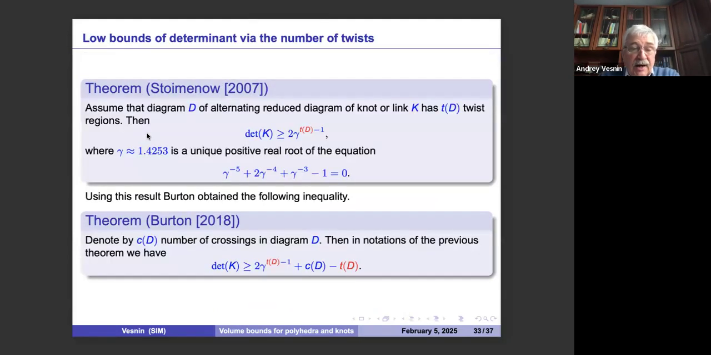And what is the idea? How did Burton, for example, prove his result? You're interested in a lower bound for the determinant and an upper bound for the volume. Burton used the following idea of Stoimenow. He bounded the determinant from below by some expression which can be given in terms of the number of twists. So we have the determinant bounded by 2 times gamma to the degree number of twists minus 1, where gamma is just some constant which can be described as a root of the equation presented here.